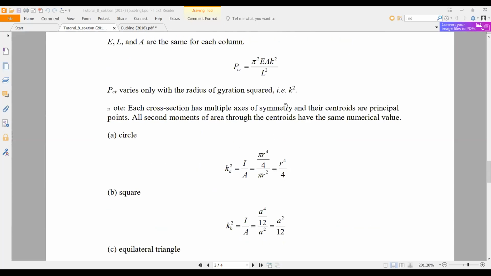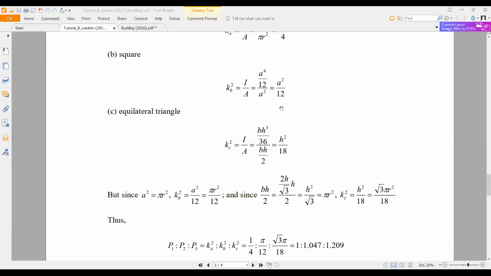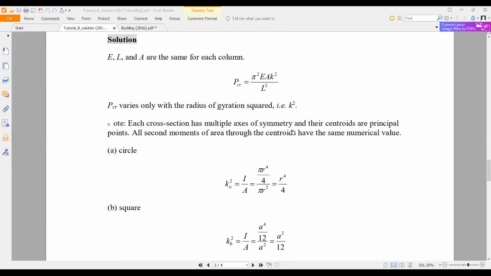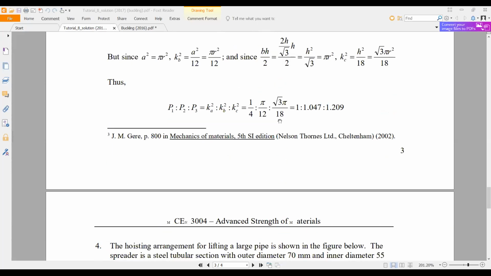The next question is nothing, it's just the relationship between the circle, square shape and triangles, and getting the radius of gyration. I told you even though there are different kinds of cross section shapes, you can get the equivalent area, and with that equivalent area you get the radius. That radius is called the radius of gyration.